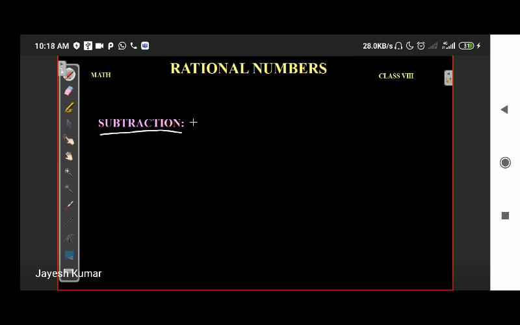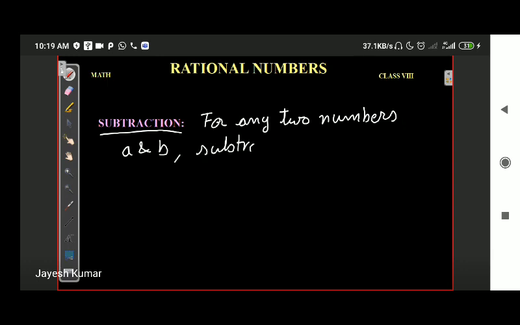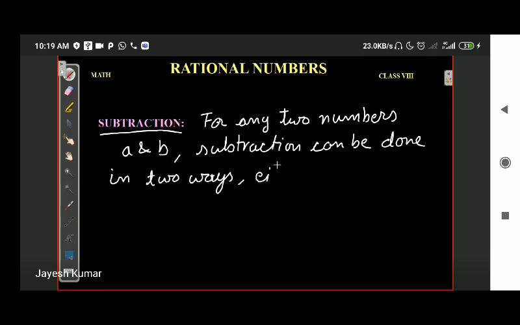Suppose we have two terms A and B. For any two numbers A and B, subtraction can be done in two ways. Either we subtract A from B.